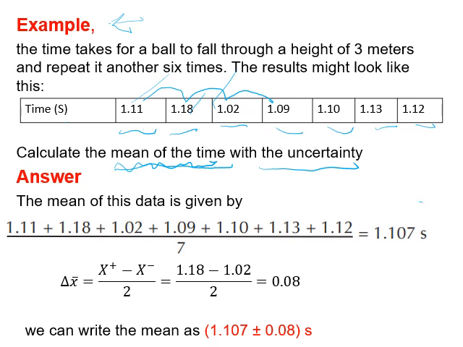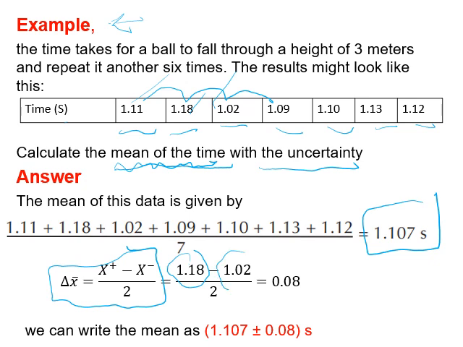So first of all, we calculate the mean. The mean is found to be 1.107 seconds. Then we calculate delta x prime, the uncertainty, which is x plus, the highest value, 1.18, minus x minus, the smallest value, 1.02, divided by 2, equal to 0.08. What does it mean? It means the true value will be considered as this value, but plus or minus 0.08.